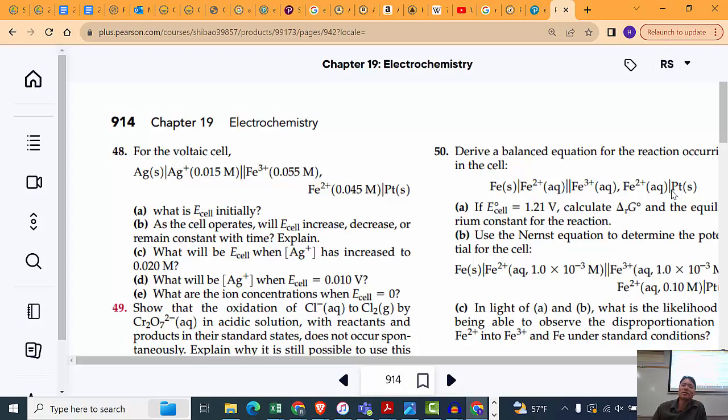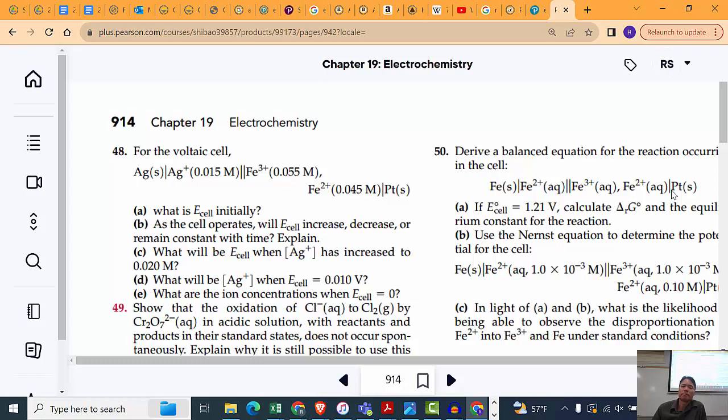The iron 3 is actually taking the electrons from platinum, but platinum is not going to lose them because platinum is going to have a wire connecting it to silver. And so the iron 3 is actually oxidizing the silver. Does that make sense?